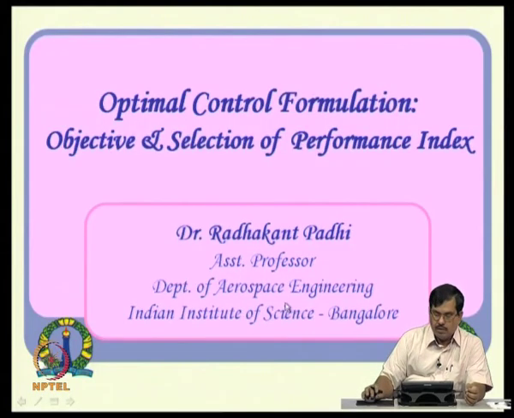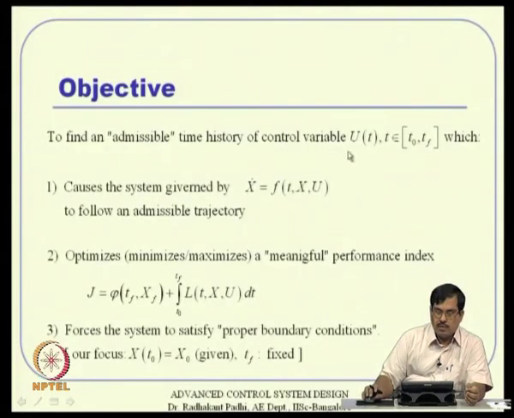So, let us see what this optimal control formulation means, what the objective is, and how you select the performance index. The objective in a nutshell is this: we need to find an admissible time history of the control variable u(t) from t0 to tf, which satisfies three conditions. The first condition is that it needs to satisfy the system dynamics. That means this control history u should cause the system, governed by this differential equation, which is essentially the system dynamics, to follow an admissible trajectory.